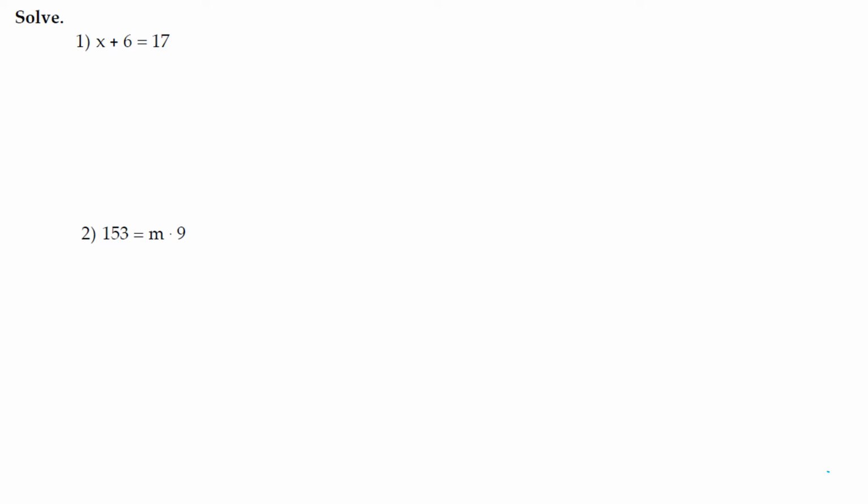Alright, solve for x. So number one here, x plus 6 equals 17. So to undo that addition, we need to subtract 6 from both sides. So x is going to equal 11.